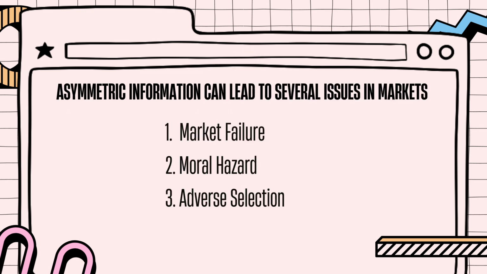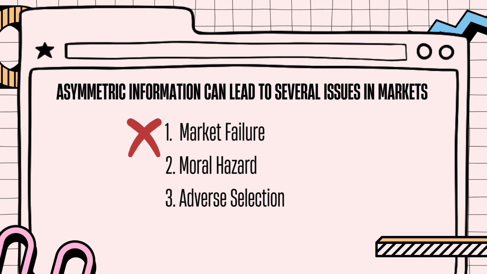And why is asymmetric information important? Because it can lead to many issues in markets. Number one is the market failure. When buyers and sellers have different information, it can really lead to inefficient market outcomes. For example, if buyers cannot distinguish between high quality and low quality products, they may be unwilling to pay a premium for high quality goods, and it will lead to a market dominated by low quality products.